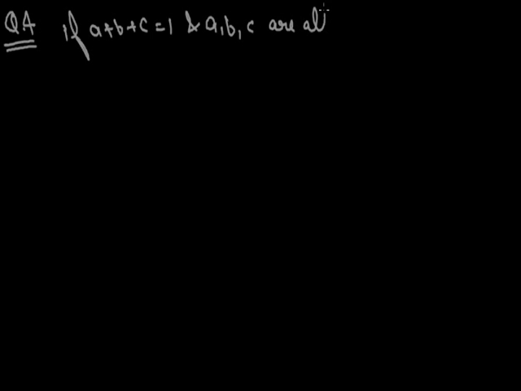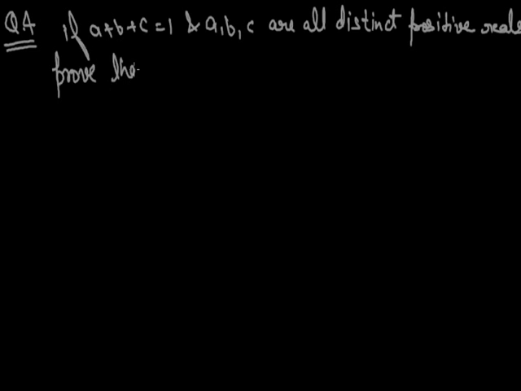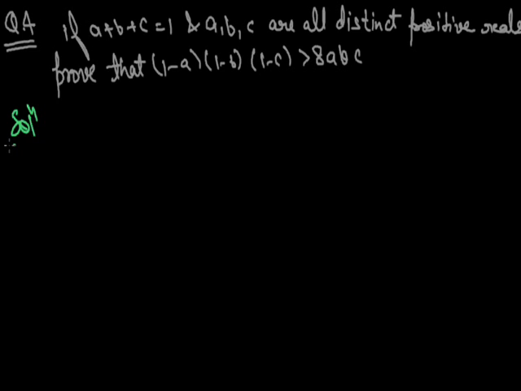Moving to our next question, question number 4, that is given to us as: if A plus B plus C is equal to 1 and A, B, C are all distinct positive reals, then prove that (1 minus A)(1 minus B)(1 minus C) is greater than 8ABC. Let us try to solve the question.